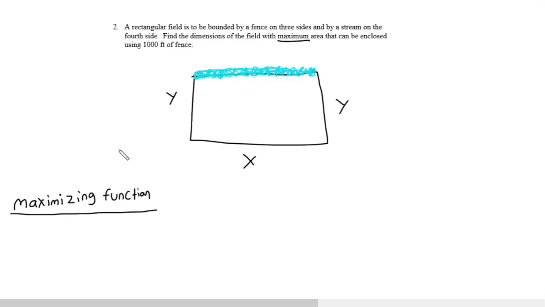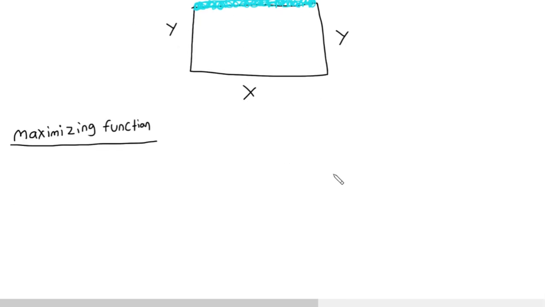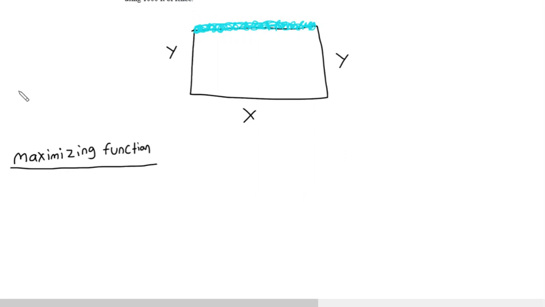And the maximizing function is the thing I want to maximize. So what are we trying to maximize? Well, we're trying to maximize the area. So we look back at our geometry knowledge and think about that. What's the area of a rectangle? Well, it's just length times width, right? So I'll just say A equals X times Y.